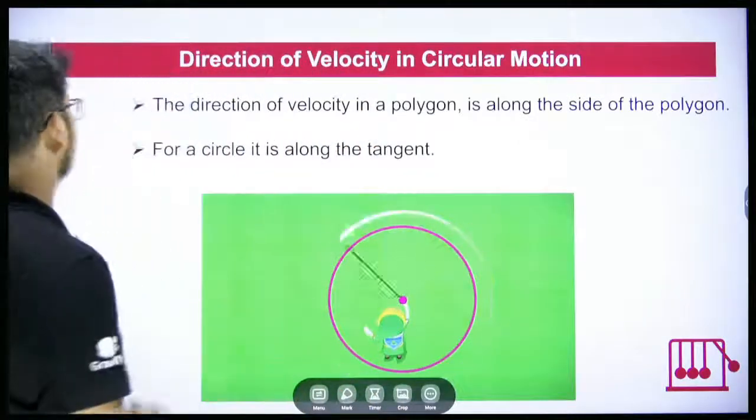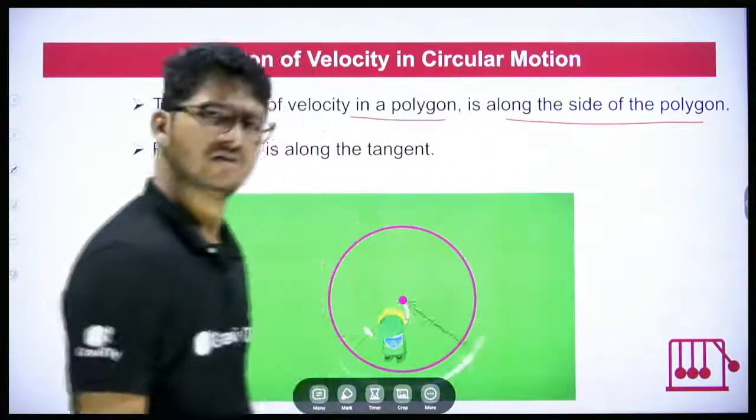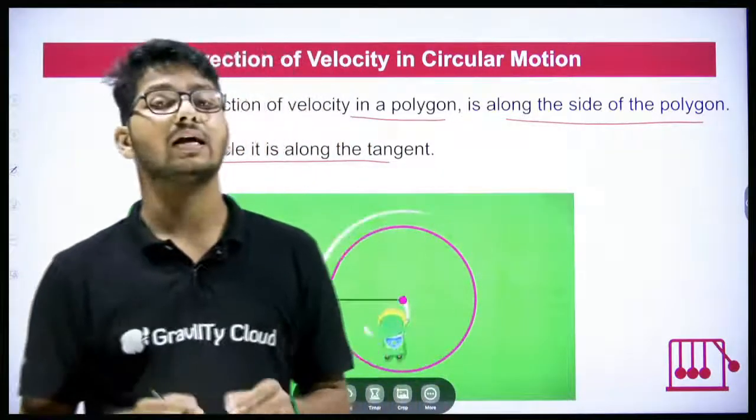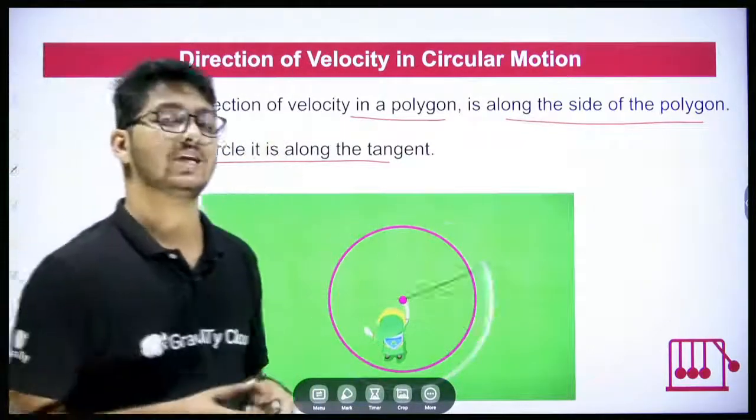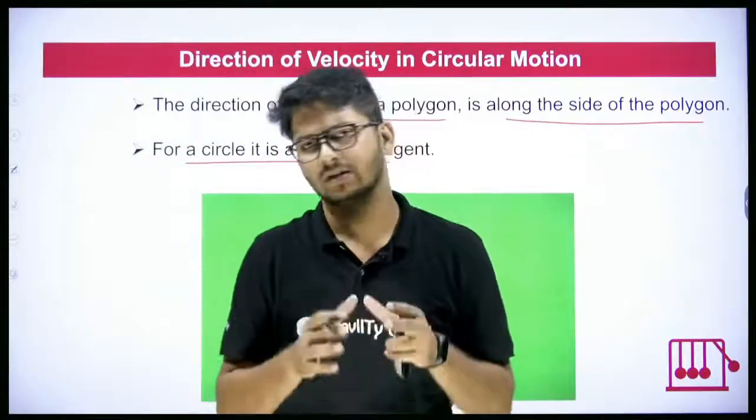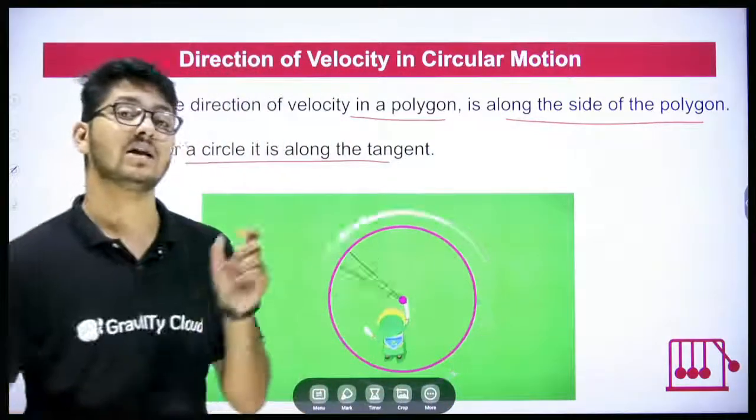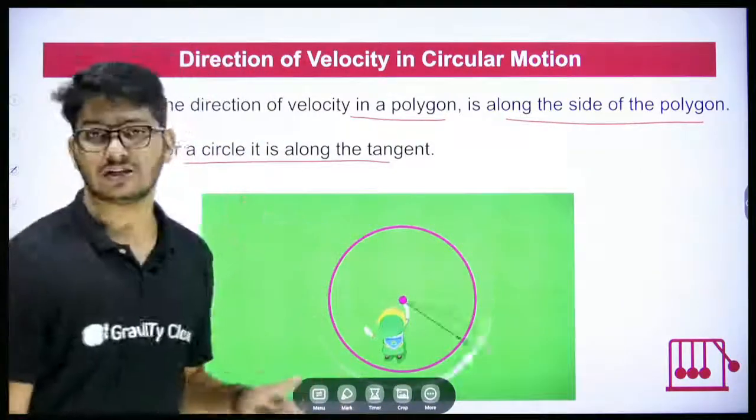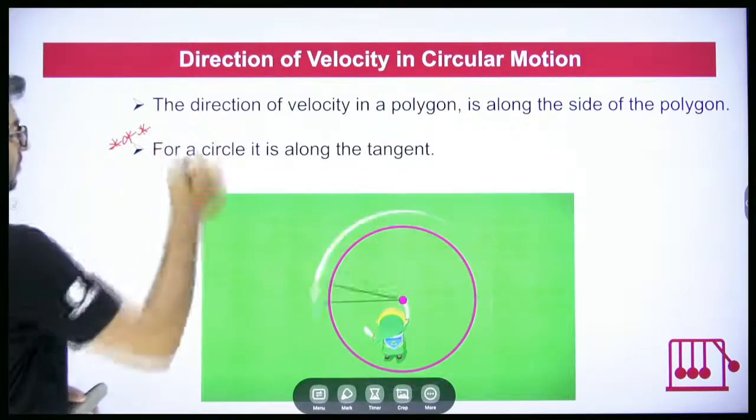So coming back, the direction of velocity in a polygon is along the side of the polygon. For a polygon that is the case. But for a circle it is along the tangent. And when we say direction of velocity, we mean direction of motion. Both of them are the same. Clear? So that is the reason why we learnt about tangent: because in circular motion, the direction of velocity will be along the tangent. A very important point. Got it? Okay, let's continue.